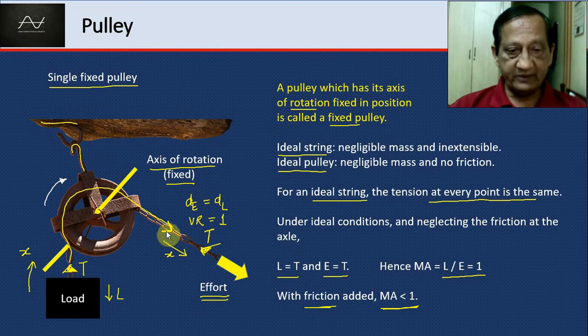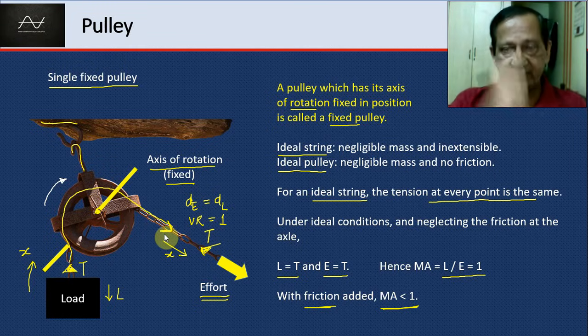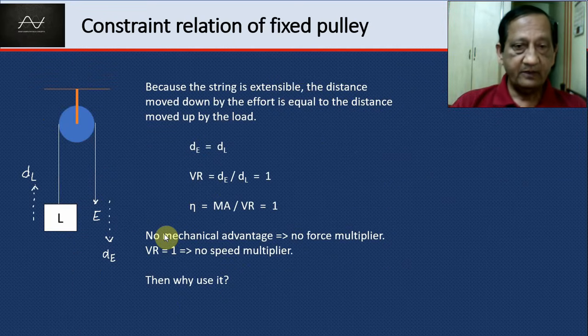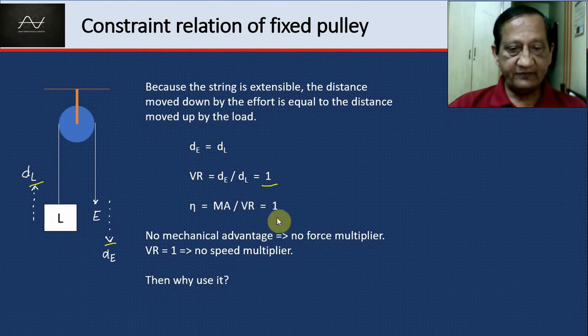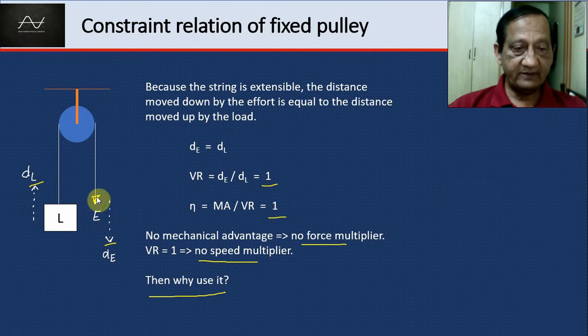Now, here we don't get any mechanical advantage. The only advantage that we have is that we are able to pull down. That is a more convenient way of applying the force, and that is why it's a machine, because it is making our task easier. Now you see here that dE is equal to dl. So VR is equal to 1, efficiency is also equal to 1 under ideal conditions, no force multiplier, no speed multiplier, then why use it? Only due to the convenience of pulling it down like this.